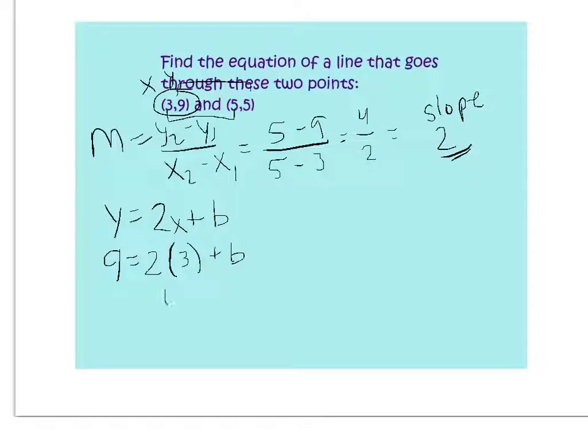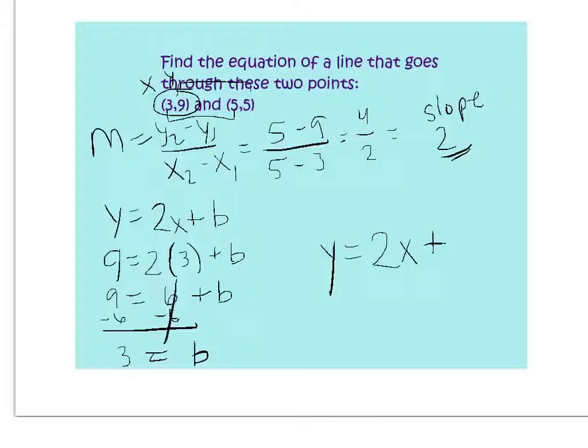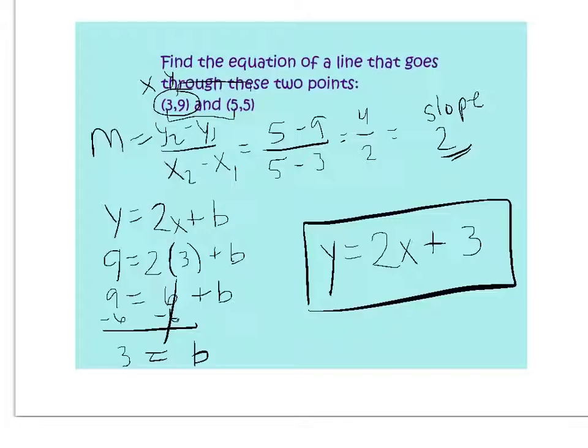Simplifying, 2 times 3 would make 6. So 9 equals 6 plus b. Subtract 6 on both sides to solve for your b. The 6 cancels out. 9 minus 6, 3 equals, all that's left is b. So now we know our y-intercept would be at 3. So for our graph with points (3, 9) and (5, 5), we would have an equation straight through those at y equals a slope of 2x plus, and the y-intercept would be at 3. There's our equation. Now we're done.